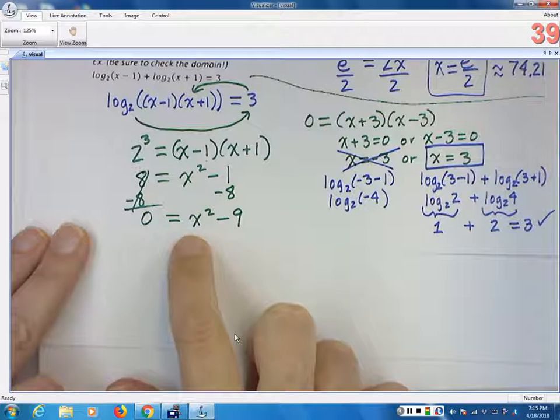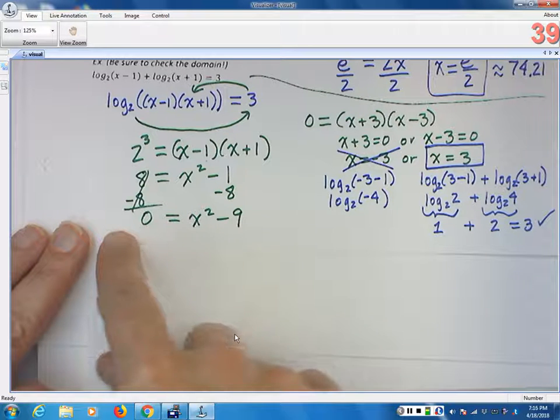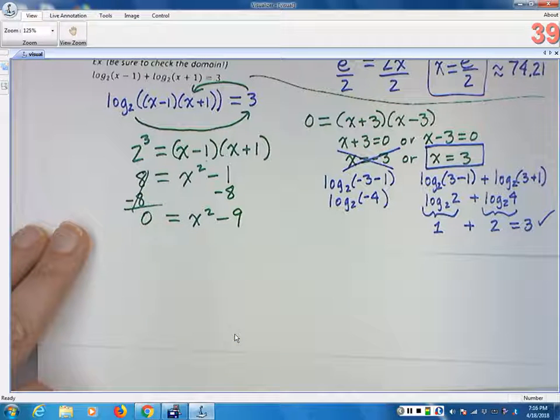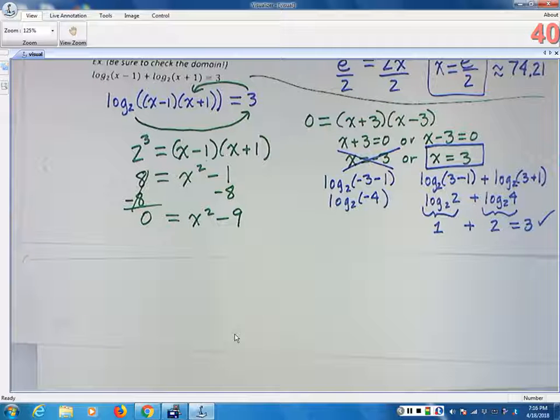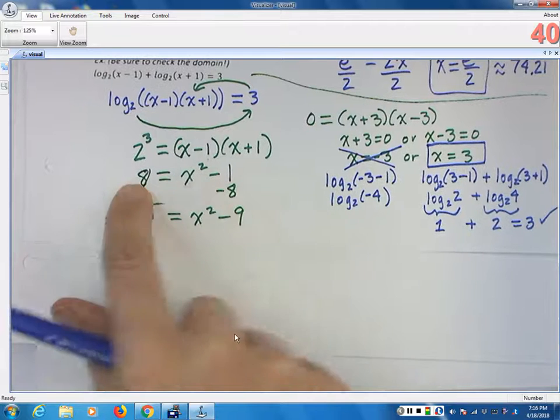If you want to use a quadratic formula here, you could, or if you want to set this equal to 9 and take the square root of both sides, that's okay. If you don't like factoring, I just happen to love factoring, did you notice? So at 8 equals x squared minus 1, could you just square root both sides? Well, you can't square root both of these at this point.